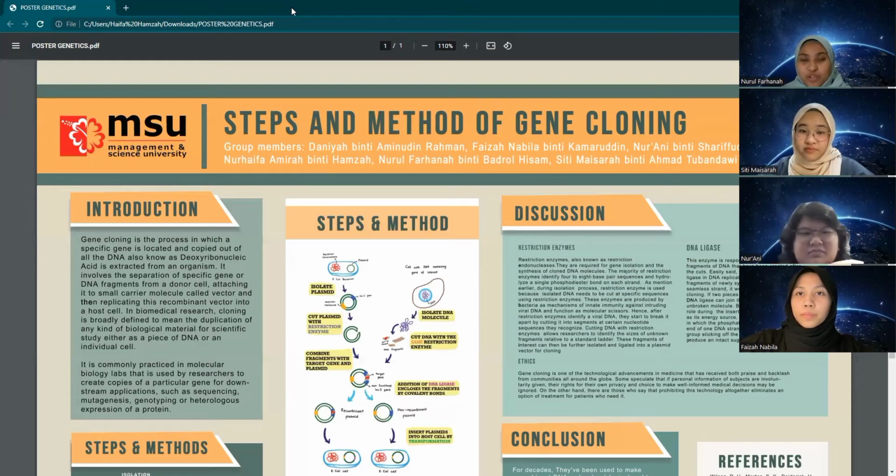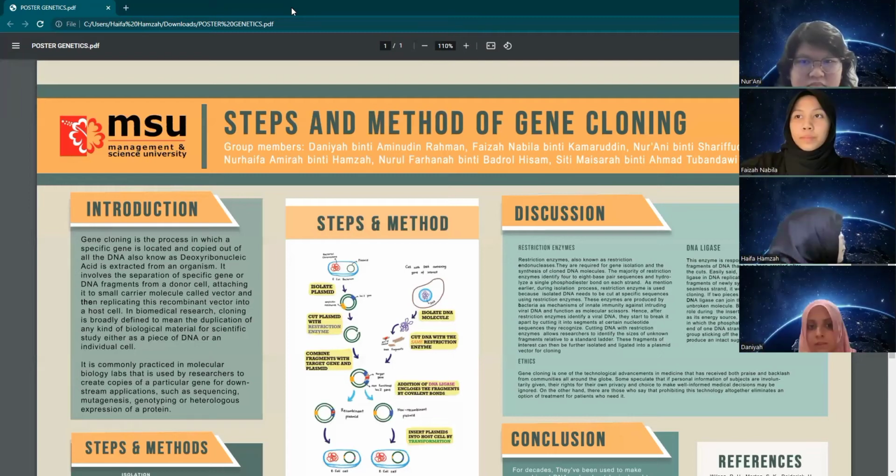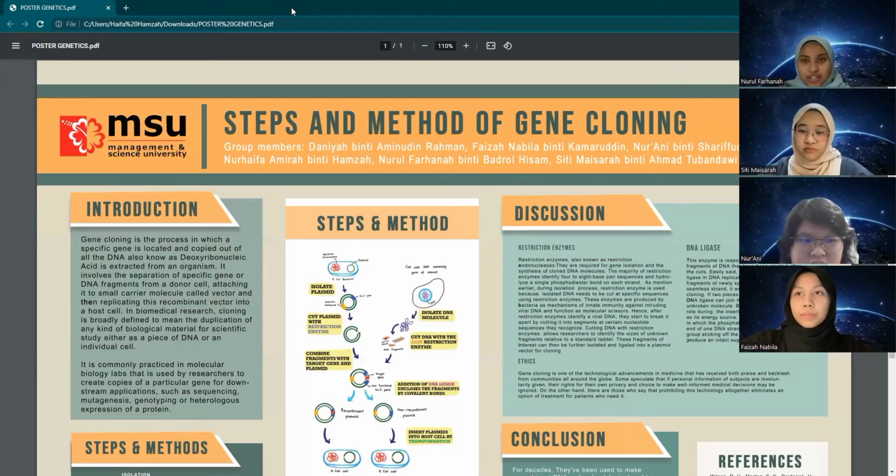Today, our group, which is Group 5, are going to present about steps and methods of gene cloning. Our members consist of me, Nurul Farhana, Siti Maisara, Nur Ani, Faiza Nabila, Haifa Hamza, and Dania. I'll pass to the next person to start our presentation.